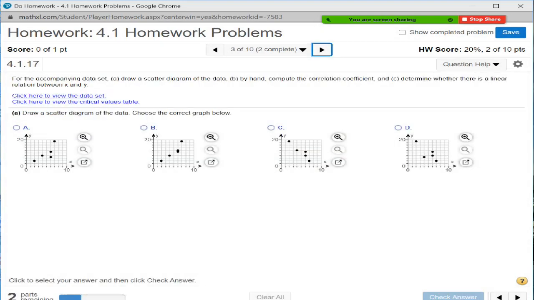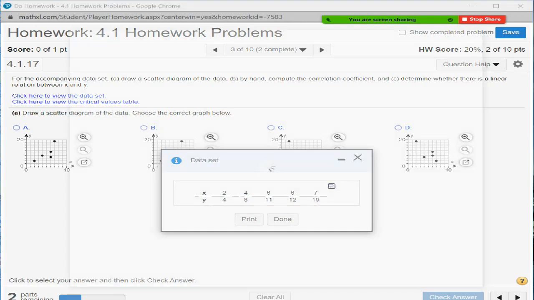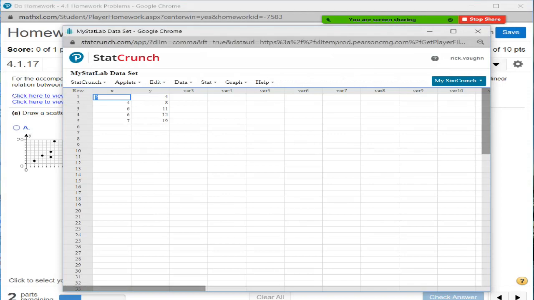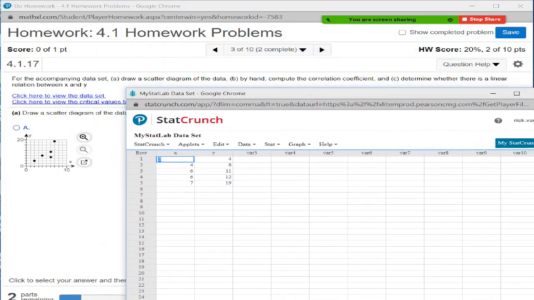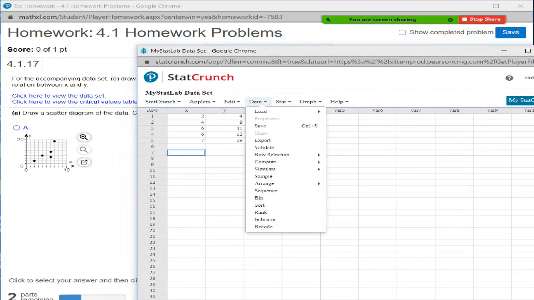You'll get several opportunities to estimate the correlation coefficient, to compute it by hand, and then to determine if there's a linear relationship. One of the things I'm going to show you on this particular problem, and maybe this is the last one that I'll do from this section, is if I have the data set itself, the X's and the Y's, I can open this in StatCrunch or in Excel, and let's try StatCrunch. And then I don't have to actually guess, and I don't have to compute the correlation coefficient by hand, because I can go to the data and compute different sorts of things.